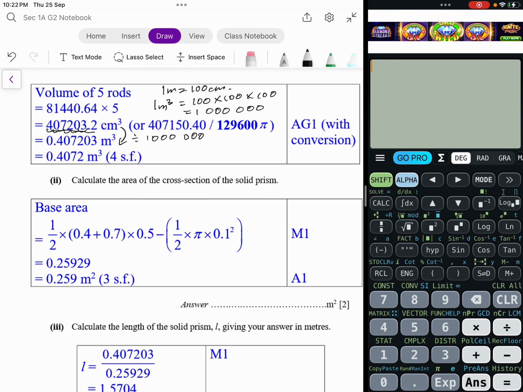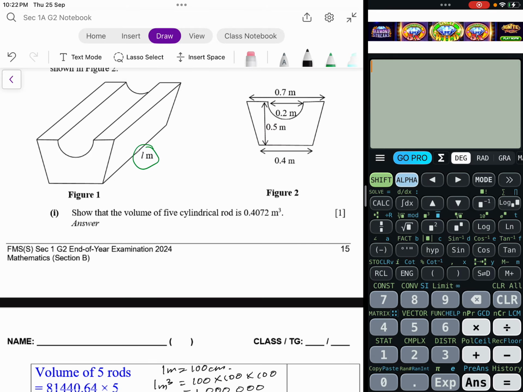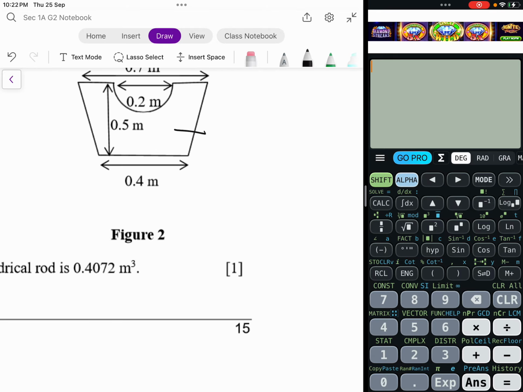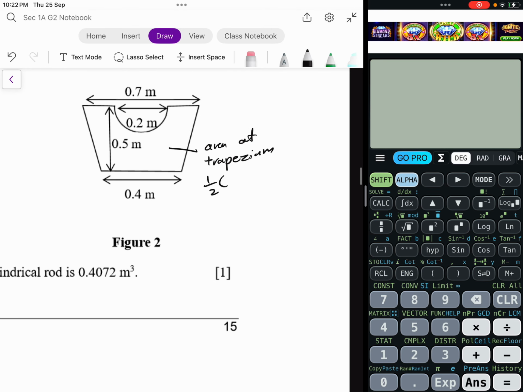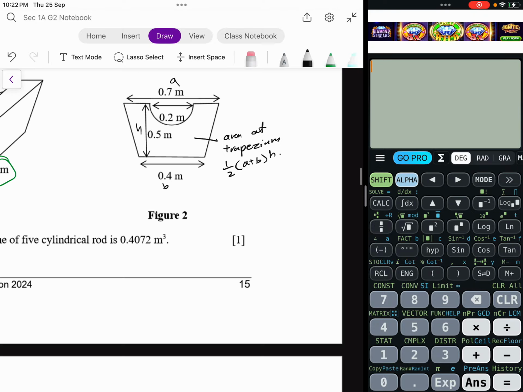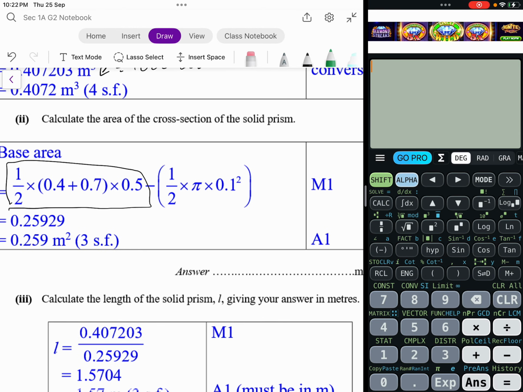Okay, calculate the area of the cross section of the solid prism. Okay, so you have half. Okay, so this is what? This is, because they already said that the area here is a trapezium, right? So find the area of trapezium. Okay, half times these two lengths, A and B, times perpendicular height. Okay, then minus away the semicircle here. Minus away the semicircle here.